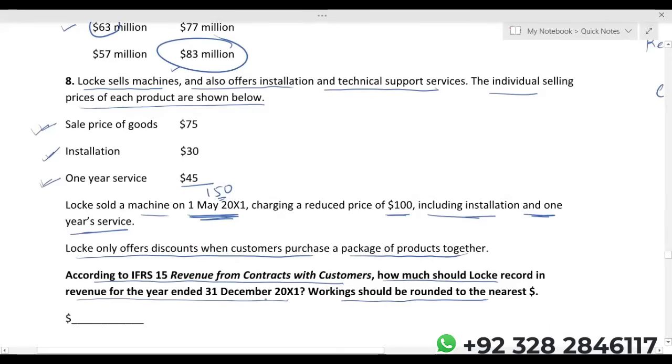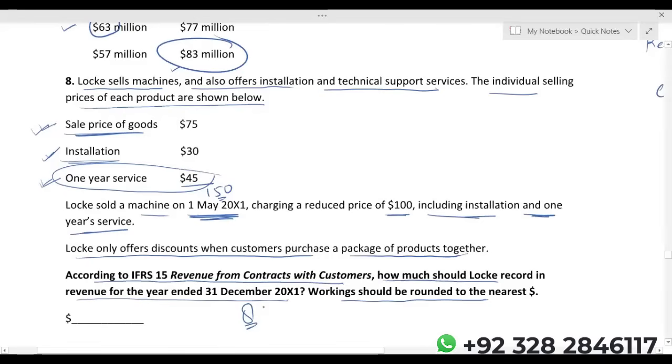year? Now listen. The revenue which relates to sale of machine will be recognized immediately. The revenue of installation will be recognized immediately. But the revenue which relates to 1 year service, this will be recognized over 12 months. And the date of sale is 1st May X1. From 1st May X1 till December X1, the time period which has passed is 8 months. So the revenue which belongs to 1 year service, whatever the amount of that revenue is, only 8 months revenue will be recognized till December X1.